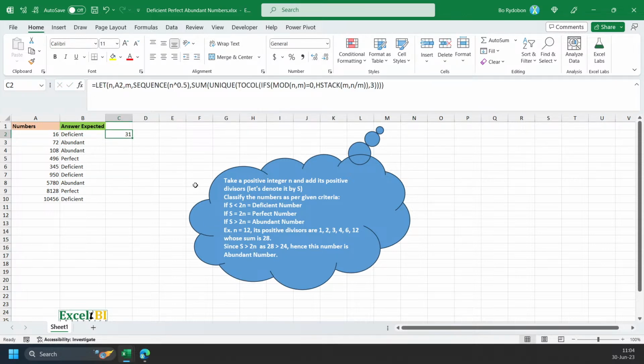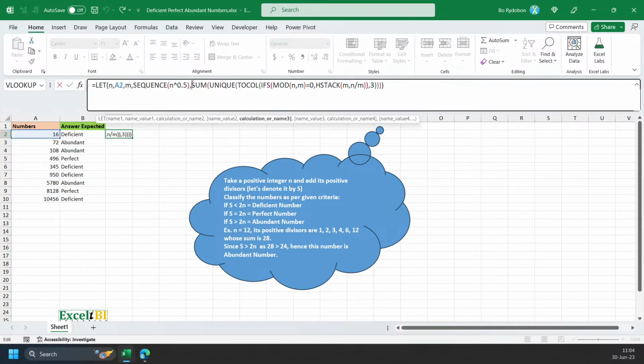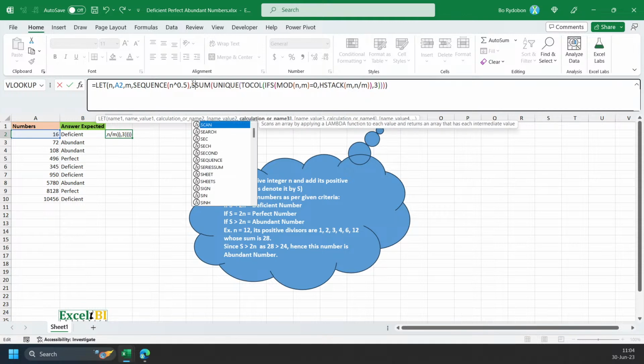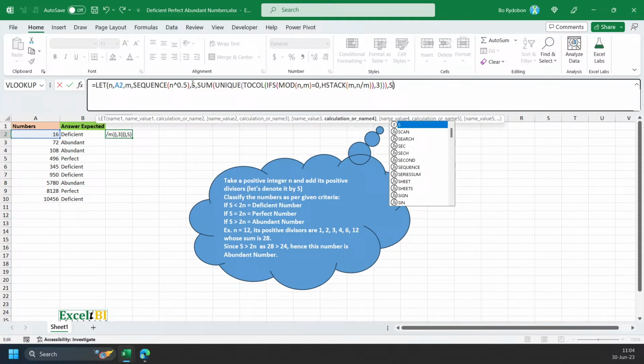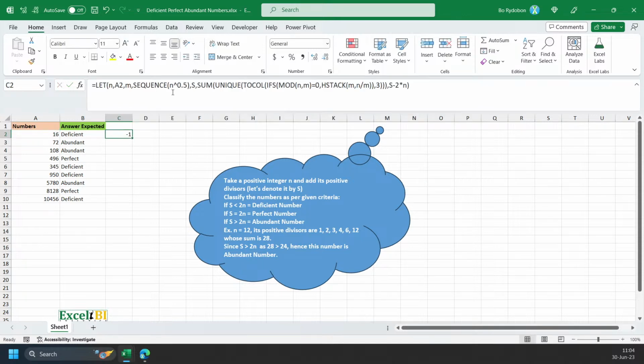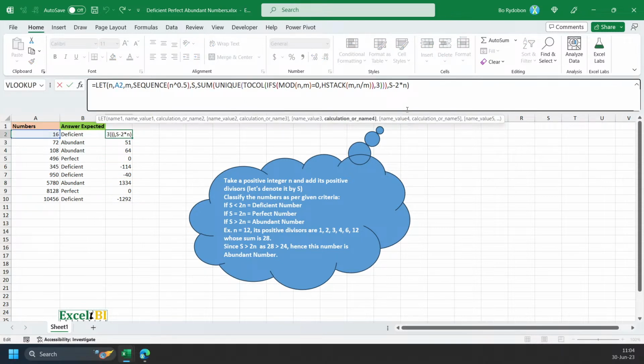31, and this is my S. Okay, so S. Okay, so I can use S minus 2 multiplied by N, minus 1, positive, perfect, negative. Okay, so this is what I got.